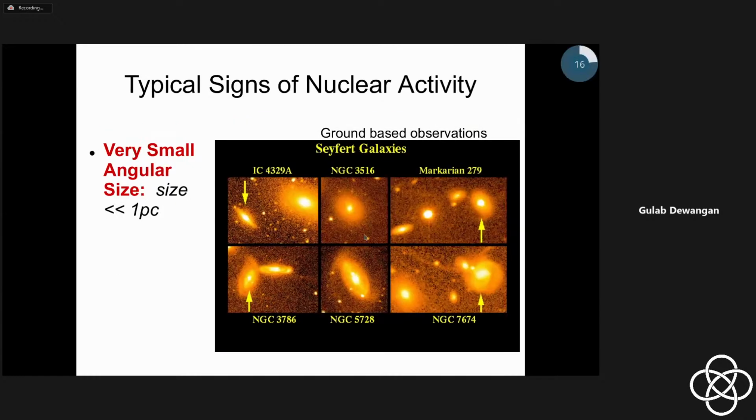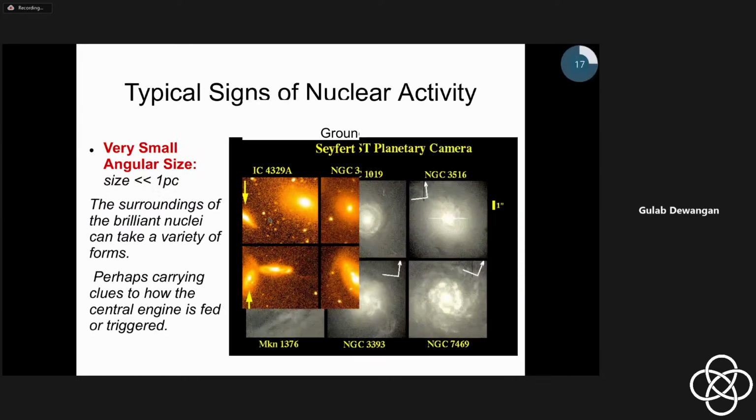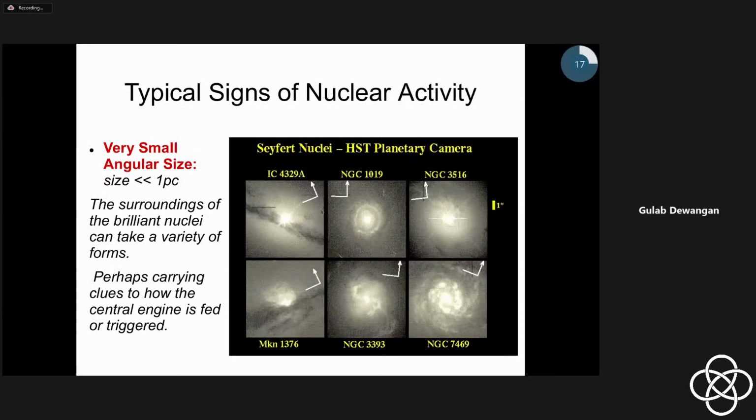These are other examples from ground-based telescopes. All of these are Seyfert type AGN, and you see a very bright nucleus in all of these objects. These are some other images taken with the Hubble Space Telescope, and again you see a very bright nucleus, but you also see some kind of disturbed morphology in these objects, which may be indicating the fueling of these AGNs.